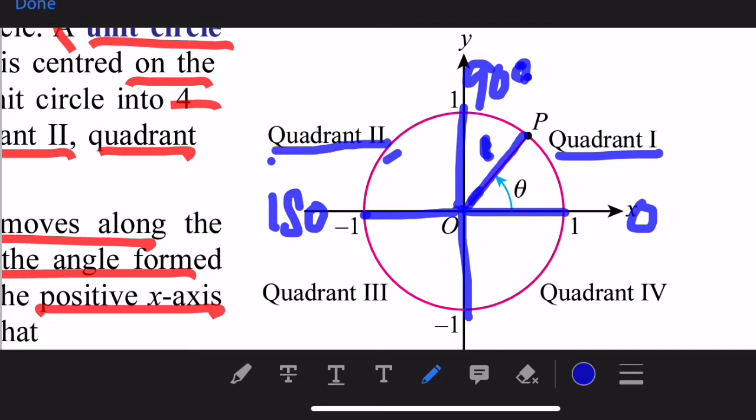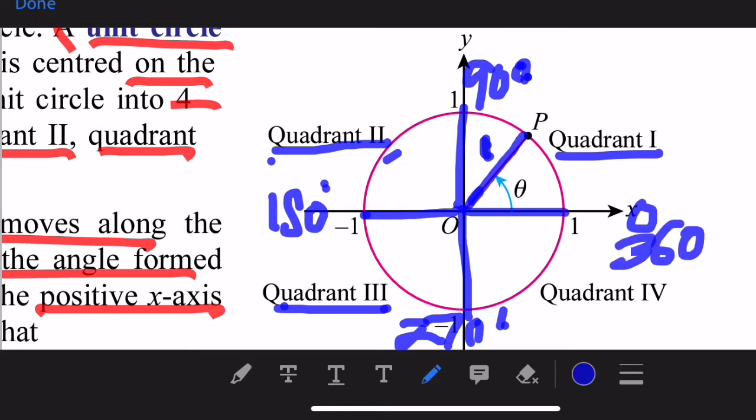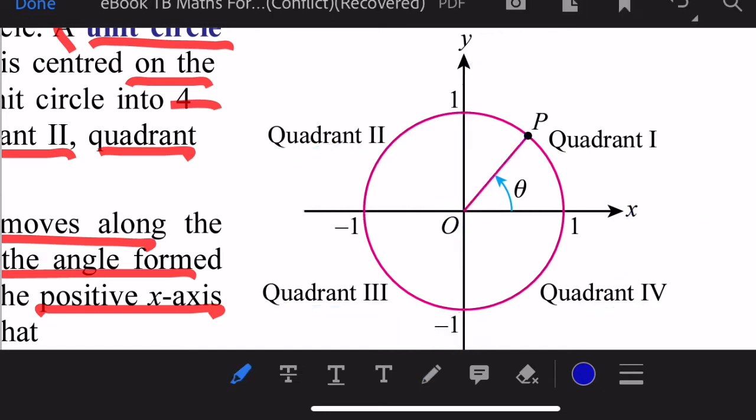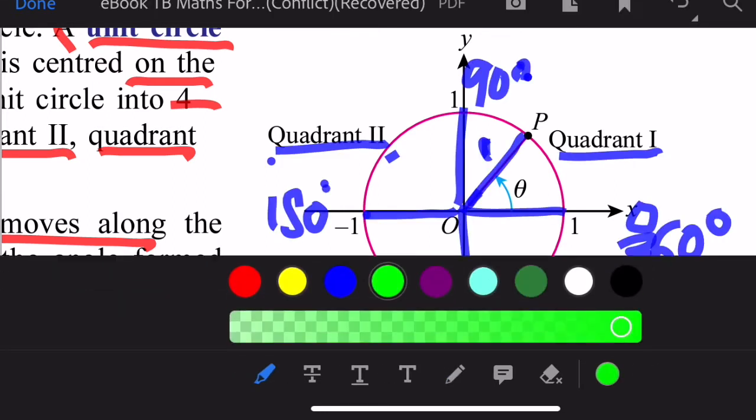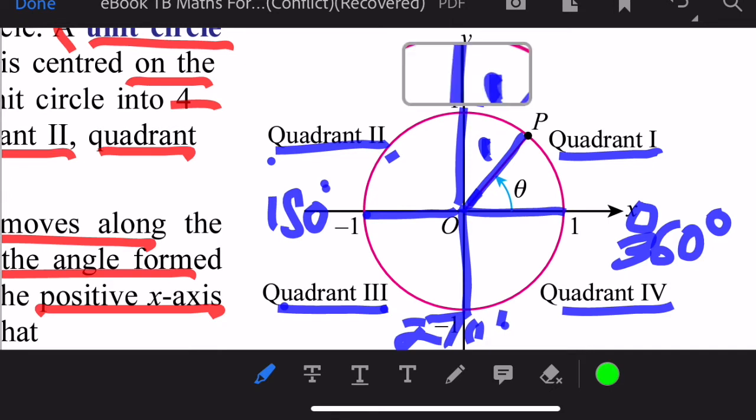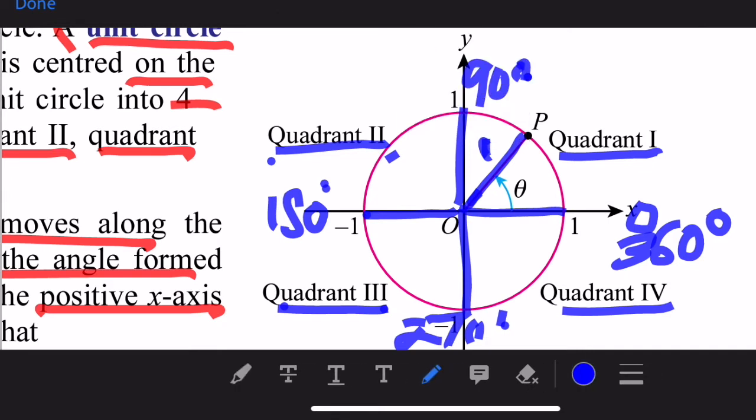Right, this is quadrant 2. And 180 to 270, this is quadrant 3. And 270 going back to 360 is quadrant 4. Right, so you must identify the quadrant. Okay, let me highlight.